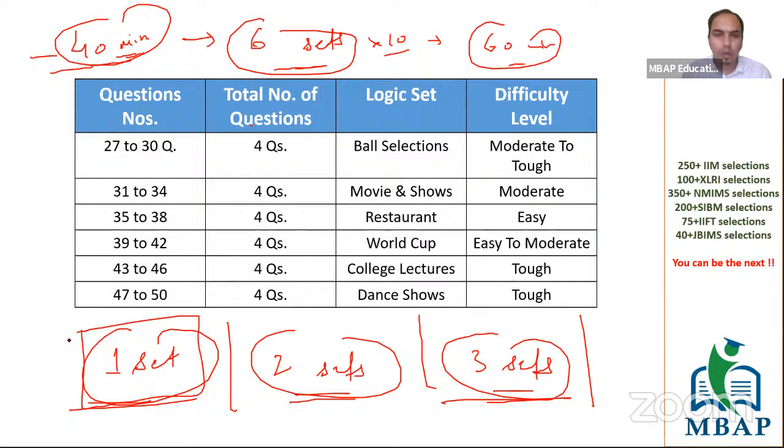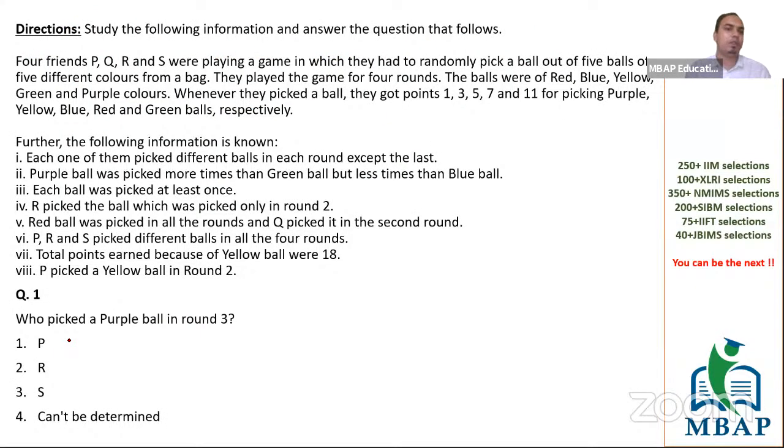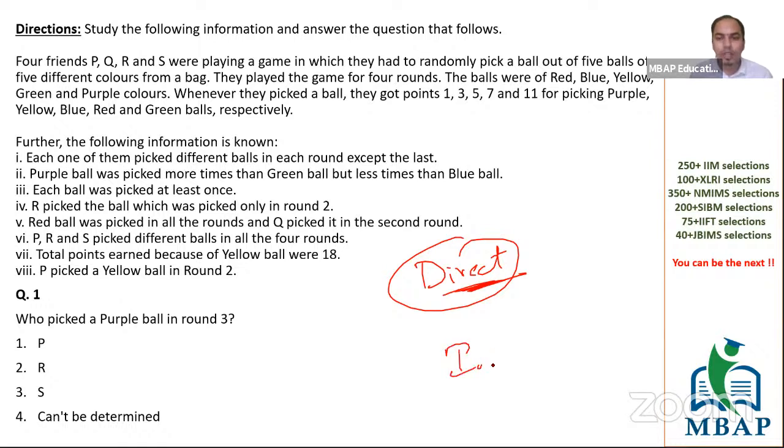Now when I go ahead, this is the first set that comes in front of me. And what I have told you in my sessions, people who have attended my puzzle sessions, I always say that the more the direct information, the easier the set is. The more the indirect information, the more difficult the set is.